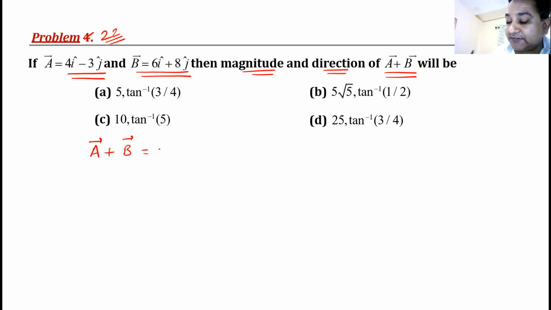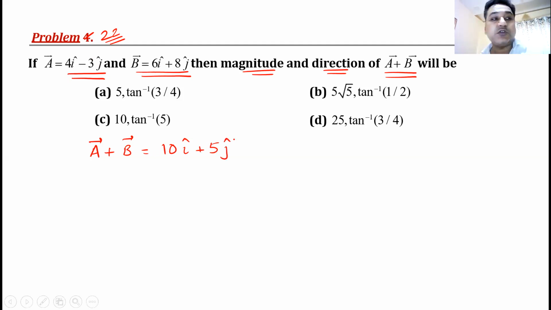So 4i plus 6i would be, I think, 10i. And minus 3j plus 8j will be plus 5j. So that would be my vector. Yes or no? Great. Now I find the magnitude of this vector.